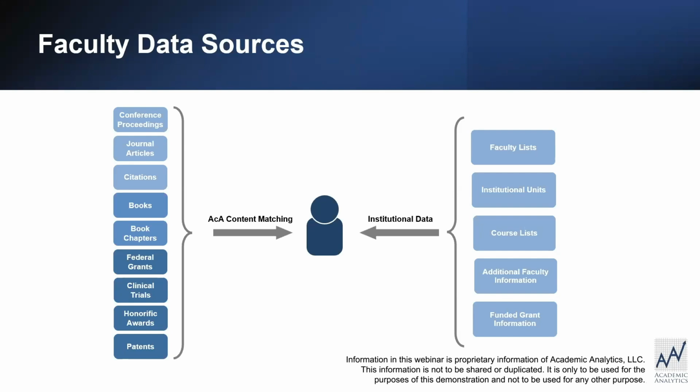Federal grant information is coming from the US government. Our clinical trial information is coming from clinicaltrials.gov. Honorific awards is coming from our own curated data. And then our patent data is coming from the US Patent and Trademark Office.